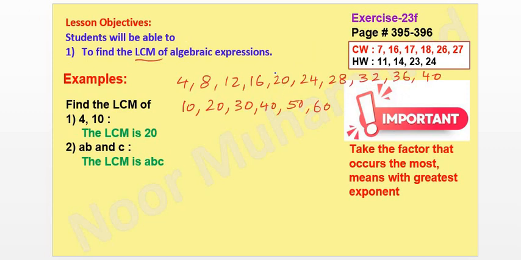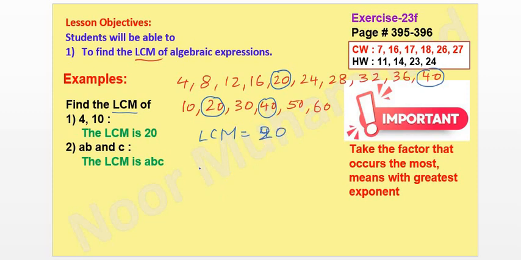Clearly you can see that we have 20 here and 20 here. So the common multiple is 20, and then we have 40 here and 40 here. So we have another common multiple. But because we are finding the lowest or the least common multiple, the least common multiple of 4 and 10 will be 20. Right? Okay, what is the other method?